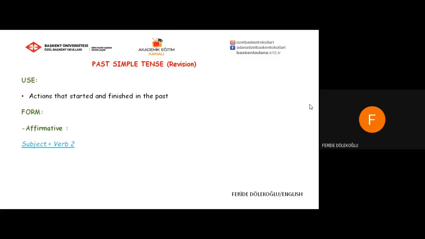Let's start. As you remember, we use past simple for the actions that started and finished in the past. If you want to make a positive sentence, you need to start the sentence with subject and then you need to use verb 2. Verb 2 means past simple forms of the verbs. Let's look at the examples.